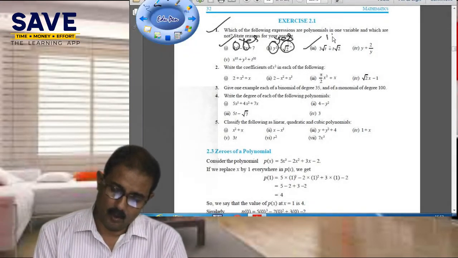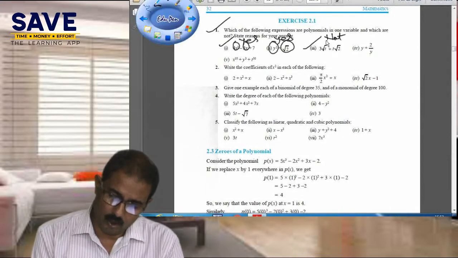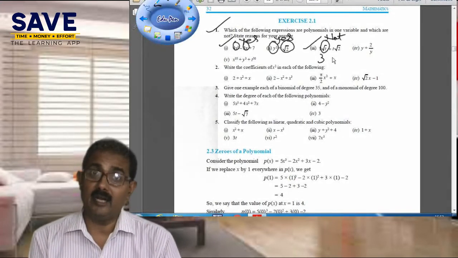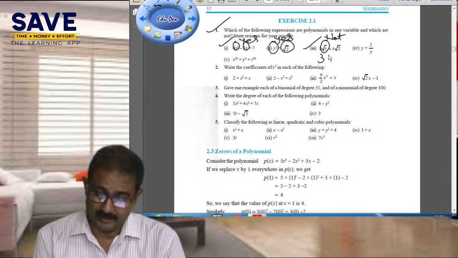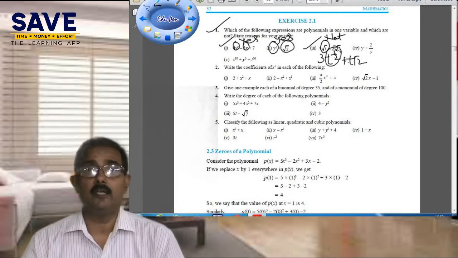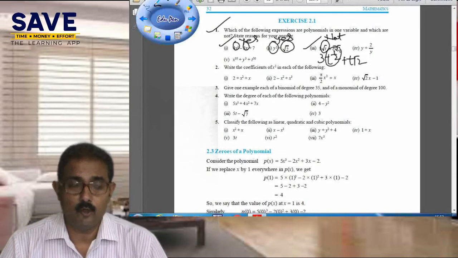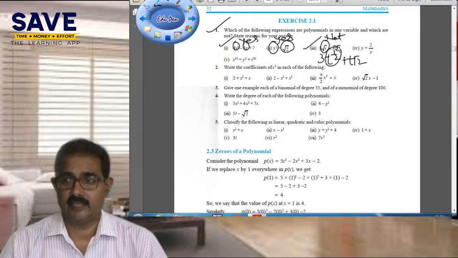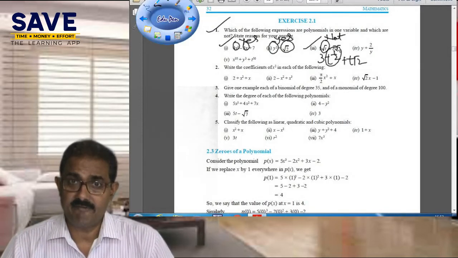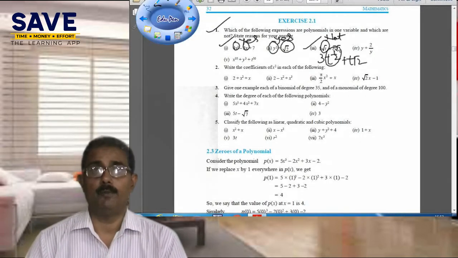Third part, no, it is not a polynomial because t is the variable here, only one variable, and the power of t is half in the first case. So square root t, you can write as t raised to power half, and because the power of the variable t here is half, it is not a polynomial.